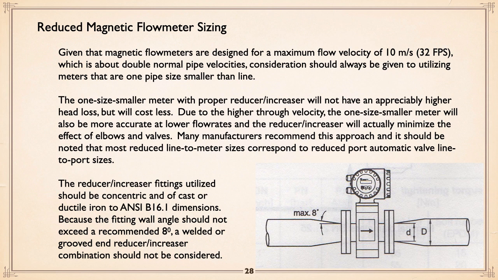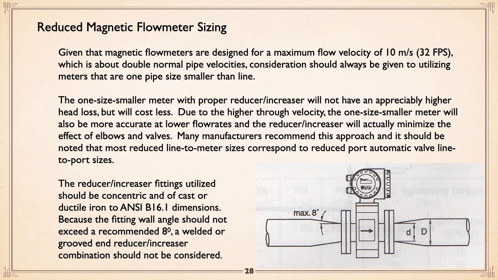Due to the higher through velocity, the one size smaller meter will be more accurate at recording low flow rates, and the reducer increaser will actually minimize the effect of elbows and valves. Many manufacturers recommend this approach, and it should be noted that most reduced line to meter sizes correspond to reduced port automatic valve line to port sizes. We talked about that, okay?